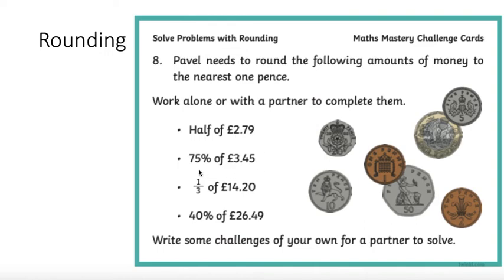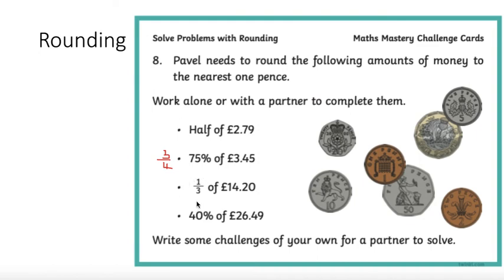The next part is find 75% of £3.45. Just to help you here, I'll remind you that 75% is the same as 3 quarters. So if you're going to find a quarter, you need to divide by 4. And to find 3 quarters, you need to add 3 of those quarters together. And then round your answer to 2 decimal places to the nearest penny.